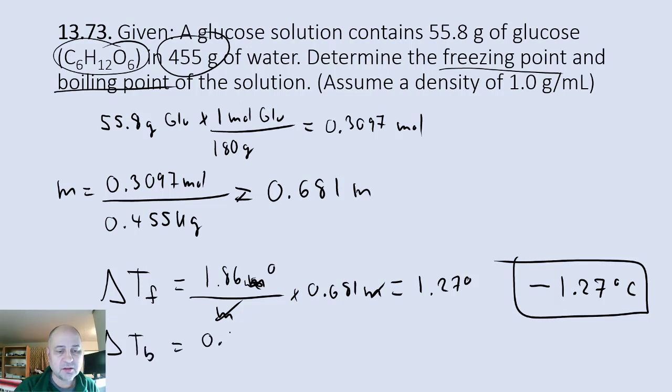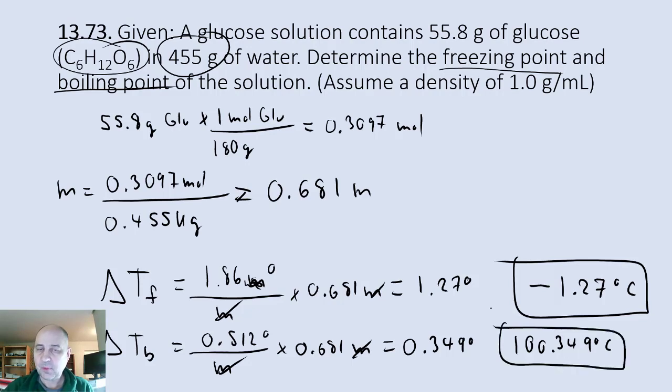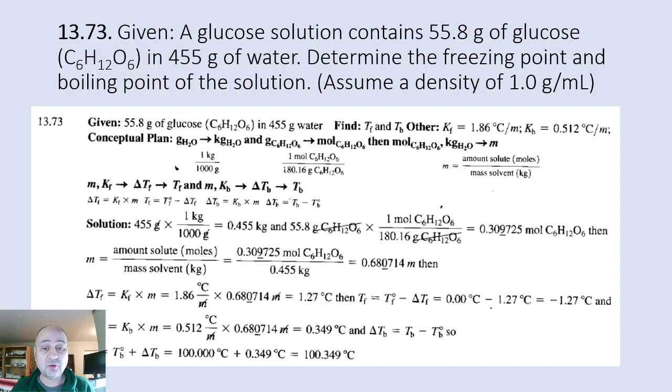Similar calculation for the change in boiling point. The constant is 0.512 degrees per molal. The molality does not change, 0.681. Our answer is in degrees. That's 0.349 degrees. And so the new boiling point is going to be 100.349 degrees C.